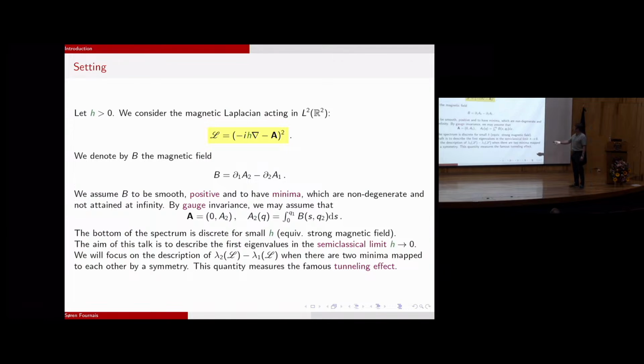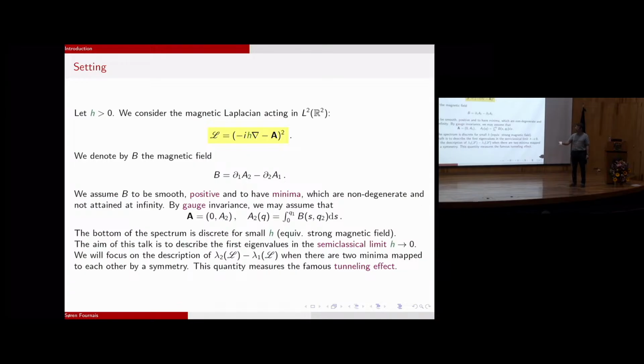And in our setting, the B will have to be smooth, actually very smooth. I will come back to that. It's strictly positive, and it will have minima. Okay, and again, I want you to think that minima of a magnetic field actually act the same way as minima of an electric field. That is something you may or may not have encountered earlier in your mathematical life, but it's true. So therefore, in this setting here, the particle wants to sit near the minima of the magnetic field.